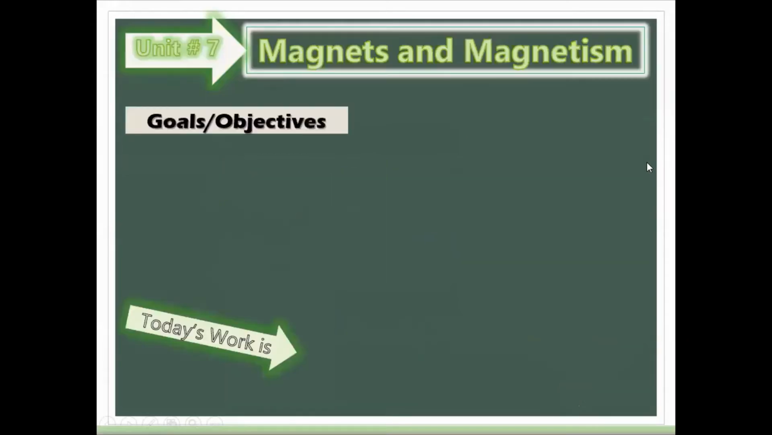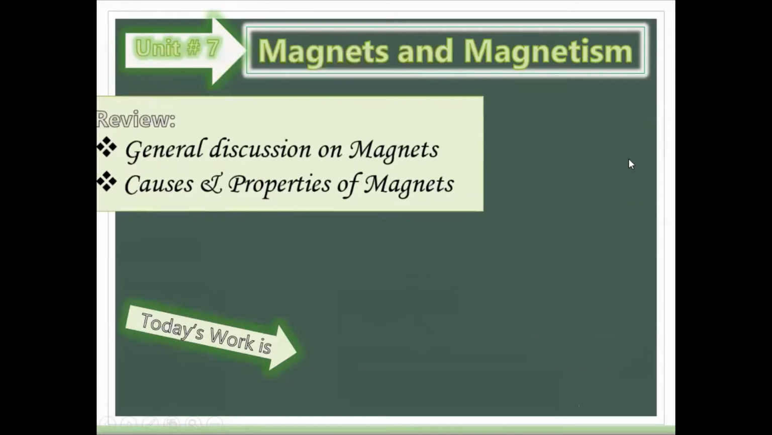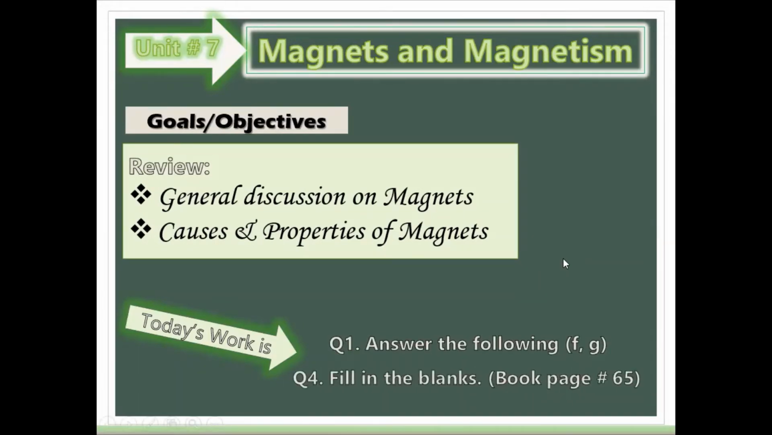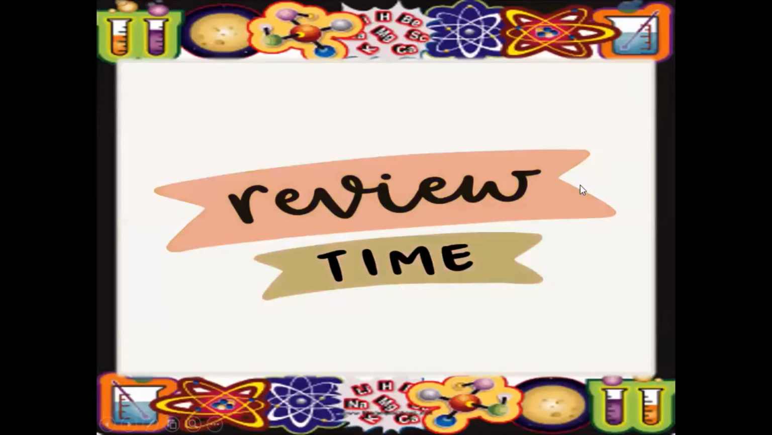This is the continuation of unit number 7, magnets and magnetism. Today's goals are, first we'll discuss magnets and then discuss the causes and properties of magnets. And today's work is question number 1. We'll do the remaining part, F and G, in the notebook. And question number 4, fill in the blanks. It's a book work, page number 65. So without wasting your time, let's get started, students.